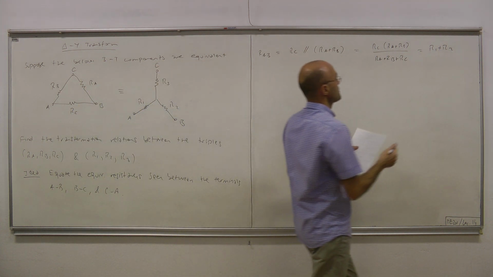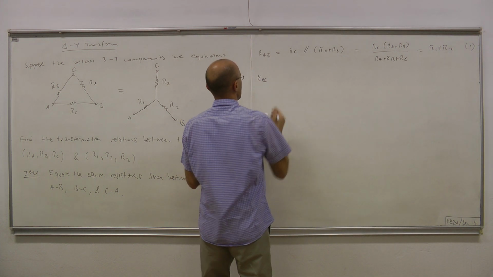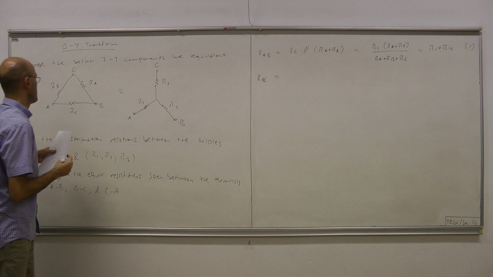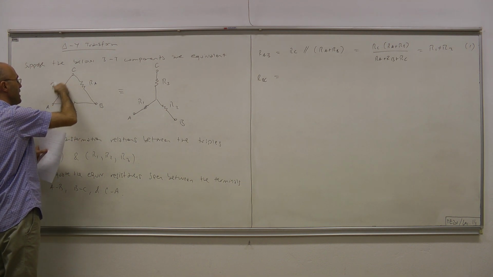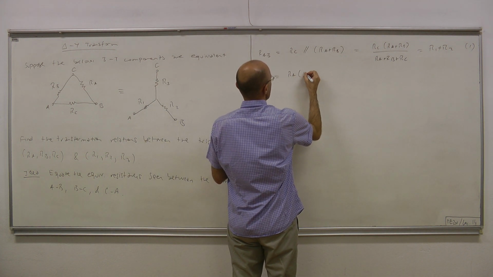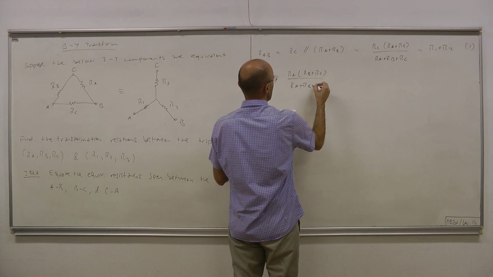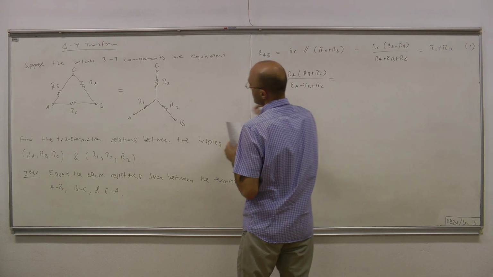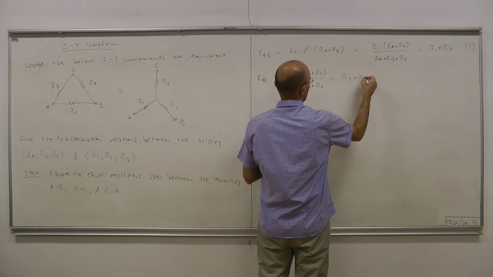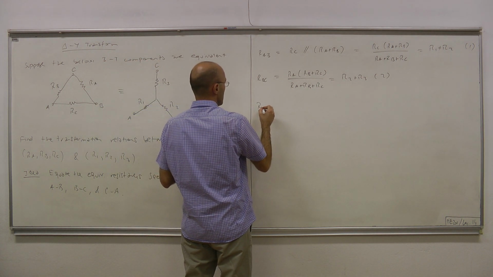Okay, so let's call this equation 1. And then let's do the same thing to other pairs of terminals. RBC, the equivalent resistance from this pair of terminals, is RA in parallel with RB plus RC. So that's RA(RB + RC) over RA plus RB plus RC. And that equals what I read from here, which is R2 plus R3. That's our equation 2.